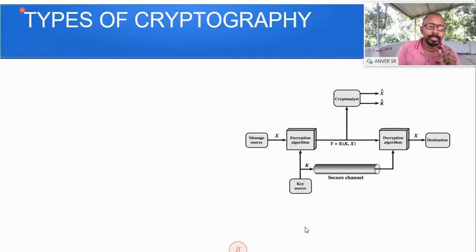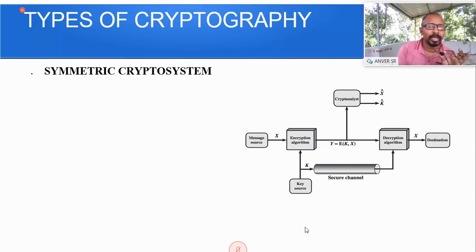So the first type is symmetric crypto system, that we have seen in the third and fourth modules. So what is symmetric crypto system? Actually, what is cryptography? That is, we are converting a plain text, that is an intelligible text, to an unintelligible format. That is, we are converting a plain text to a ciphertext. And if somebody, even an attacker, sees the ciphertext, he cannot identify what is inside that text. That is the idea behind cryptography.